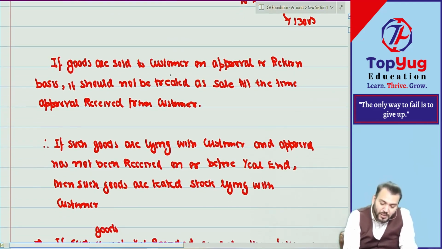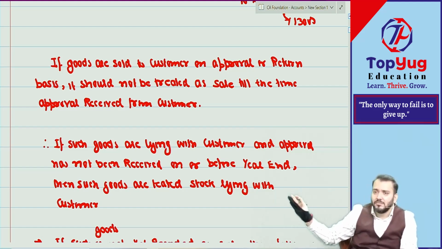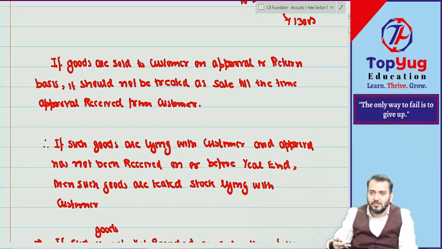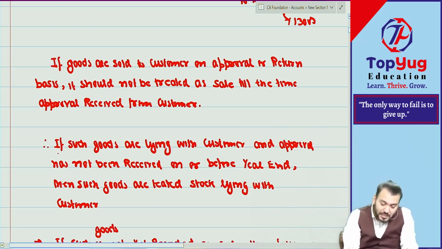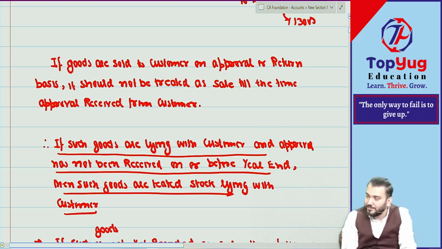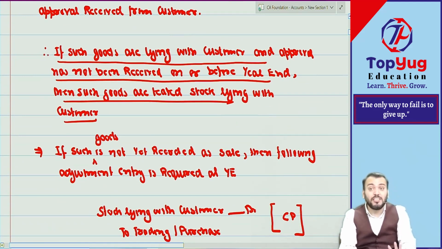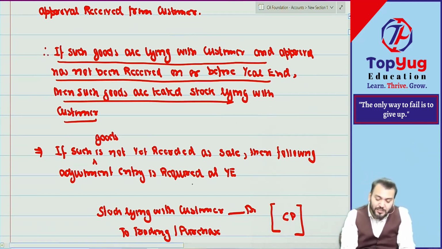If the goods are sold to customer on approval or return basis, it should not be treated as sale till the time approval is received from customer. Correct. If such goods are lying with customer and approval has not been received on or before year end, then such goods are treated as stock lying with customer. Understood this point? If such goods are not yet recorded as sale, then the following adjustment will be recorded.